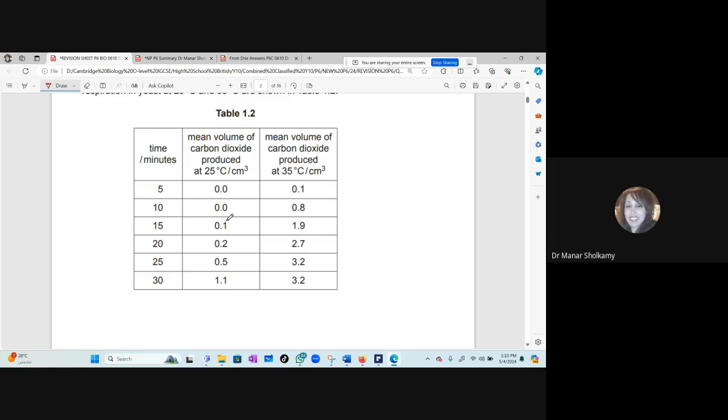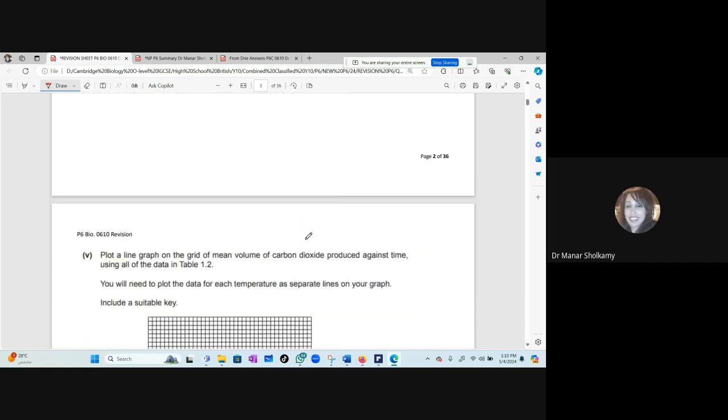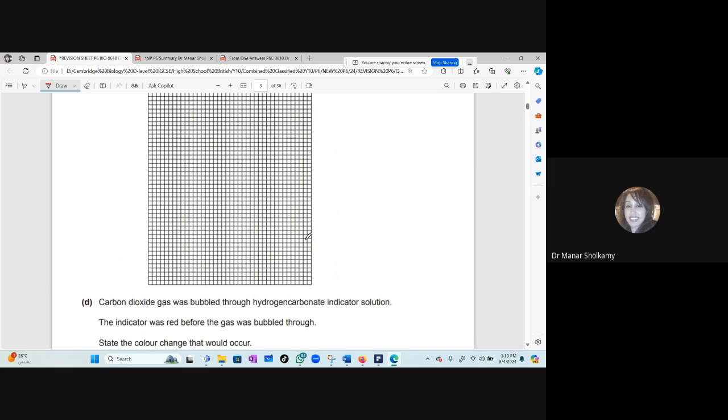Now, for the 100th time, how do I plot graphs? Without even looking and without thinking, I'm going to divide my graph into boxes of 5 or boxes of 10. It is your choice, okay? I'm going to do it here. 1, 2, 3, 4, 5, and go on and on and on.